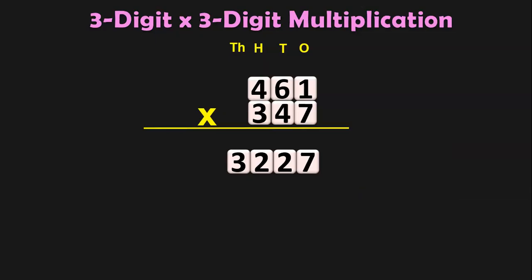What is the next step? We are going to multiply 461 by 40 because 4 is in the tens place. So what is the first step that you should do? You should put a 0 in the ones place. Next, multiply 4 by 1. 4 times 1 is 4.